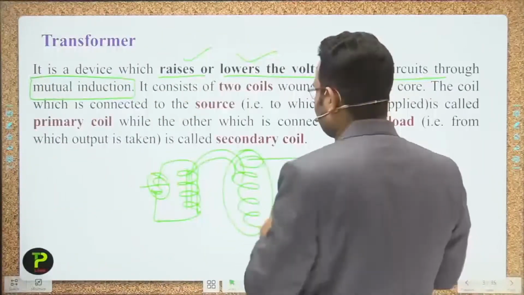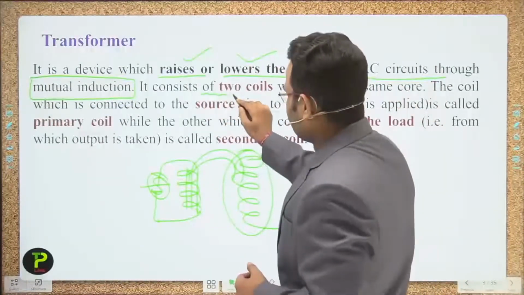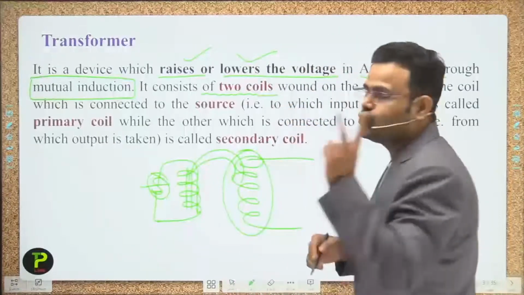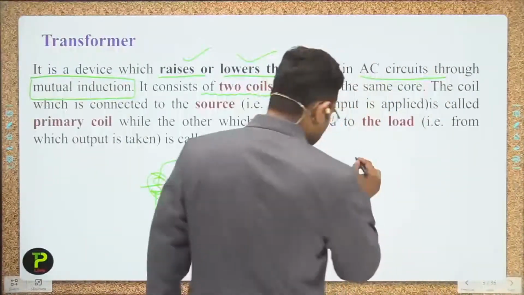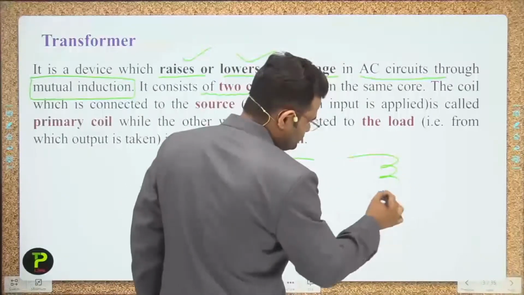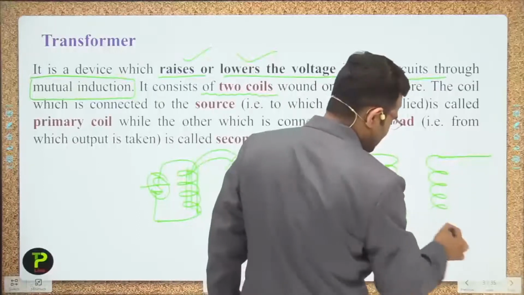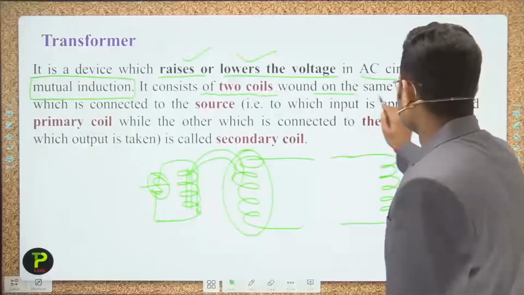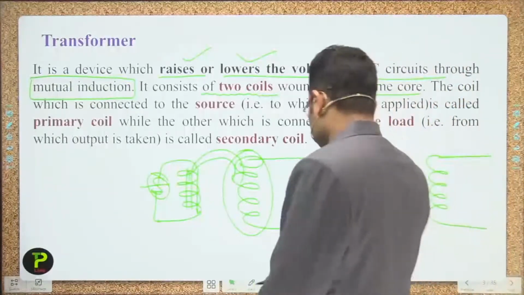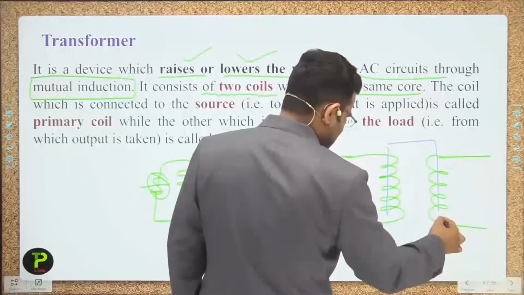Okay, so what happens in that case? According to the structure of the transformer, it consists of two coils. We are drawing the two coils here: suppose one is the first coil and one is the second coil. Okay guys, these consist of two coils wound on the same core. The same core means the same material.